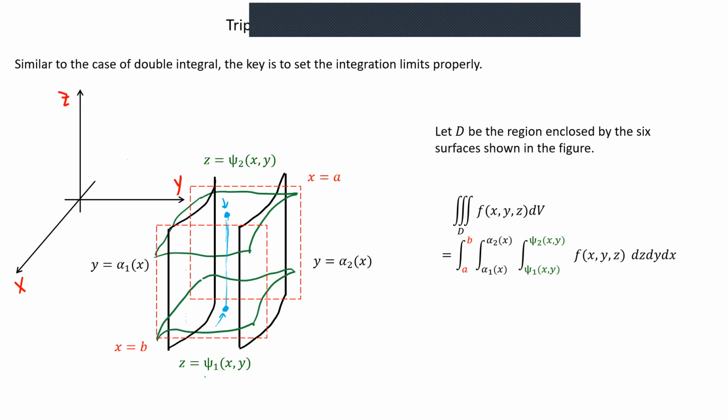Of course, the z position of this lower point will be given by this function. And then the z position of this upper point will be given by this function here. So if we pick a particular xy position, then the z position of this point is known. The upper point has the same xy position as the lower point. Then the z position is given by this. So that's why I have this as a lower limit and this as the upper limit.